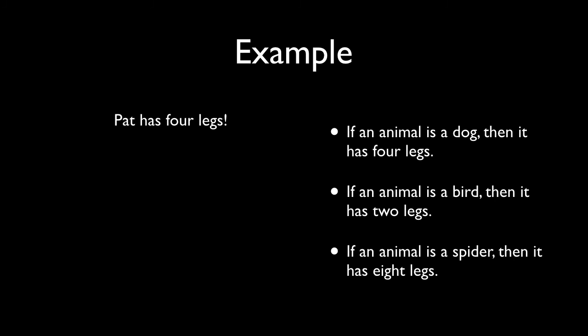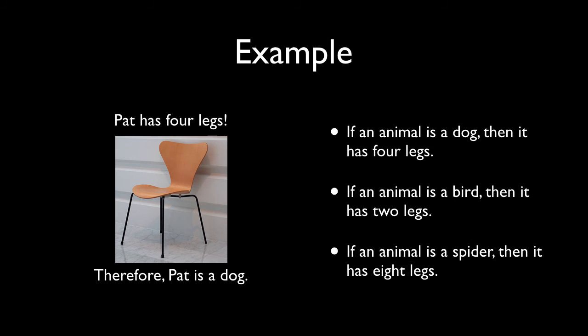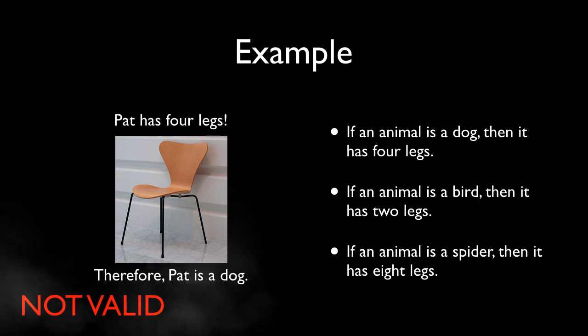Next, let's say Pat has 4 legs. You might be tempted to say, therefore, Pat is a dog. The problem with that, though, is you just assumed the consequence, or you assumed the conclusion. You made a converse error. That's not a logical statement. For all we know, Pat is a chair. So that is not a valid line of arguing.